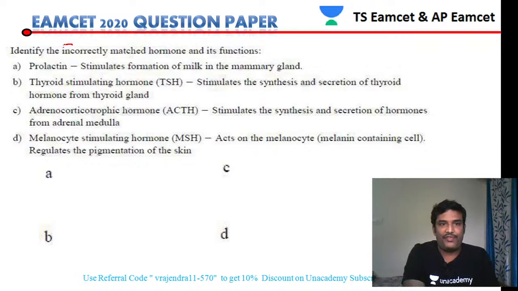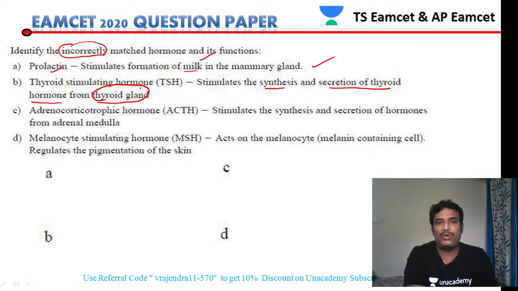Next, identify the incorrectly matched hormone. Prolactin stimulates the formation of milk in the mammary glands. No doubt this statement is correct. Then thyroid stimulating hormone stimulates the synthesis and secretion of thyroid hormone from the thyroid gland. So this is also a right statement.